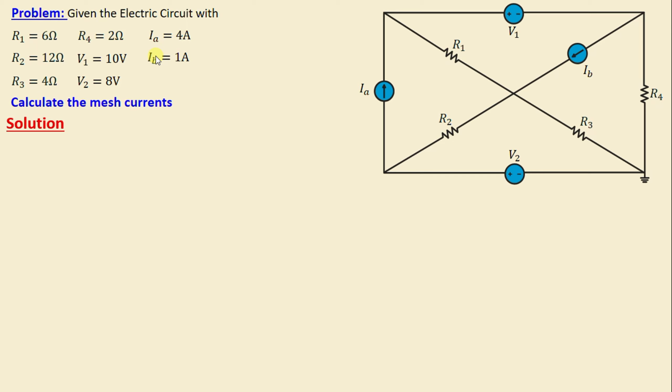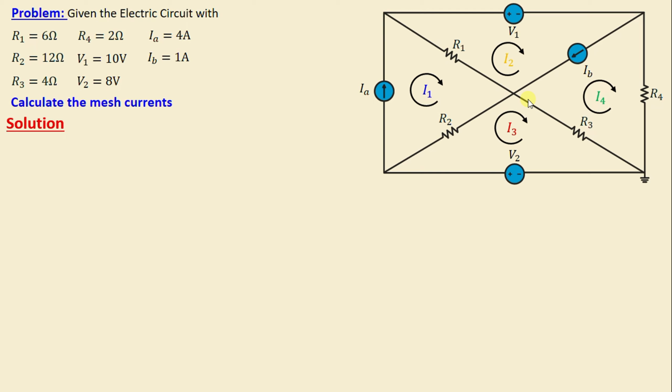First, let's begin by defining the number of meshes in this network. It's evident that there are 4 meshes. This is mesh number 1, mesh number 2, mesh number 3, and mesh number 4. Now let's proceed to assign the mesh currents in this network, and I will consider I1 is the current in mesh 1, I2 is the current in mesh 2, I3 is the current in mesh 3, and I4 is the current in mesh 4. The mesh currents are chosen in the clockwise direction.